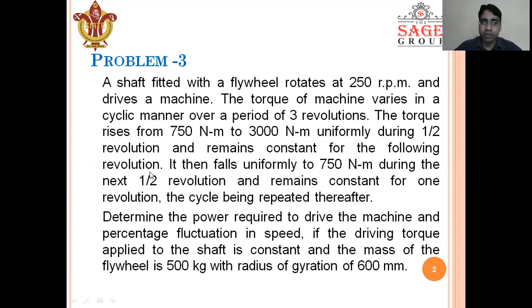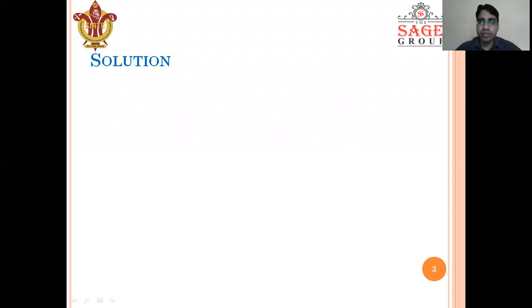This is given for drawing a turning moment diagram, and determine the power required to drive the machine, and also the percentage fluctuation in speed. That means we have to calculate the power and the percentage fluctuation in speed, and also given are the mass of the flywheel and the radius of gyration of the flywheel. So now we'll start the solution.